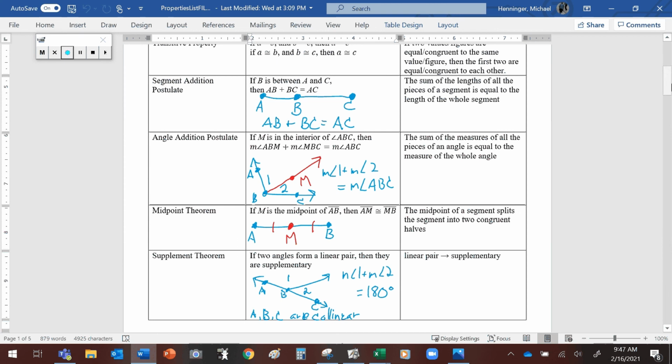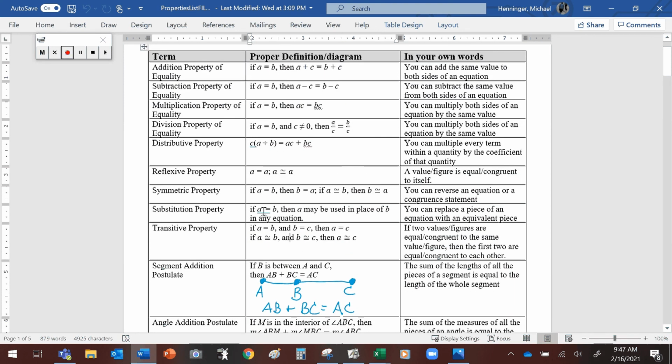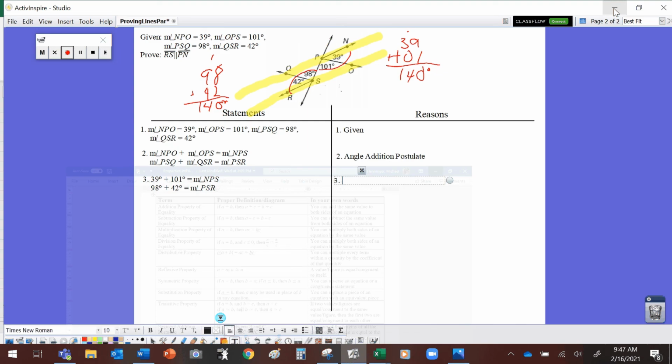The property that says that we can replace stuff is the substitution property. If A is equal to B, then A may be used in place of B in any equation. Okay? You can replace a piece of an equation with an equivalent piece. Well, that's substitution. Okay, the substitution property. And we can abbreviate property, but we don't want to abbreviate substitution, because if I abbreviate it as just sub, that could be the subtraction property. We want to make sure that we're very clear. So we'll leave that as the substitution property.